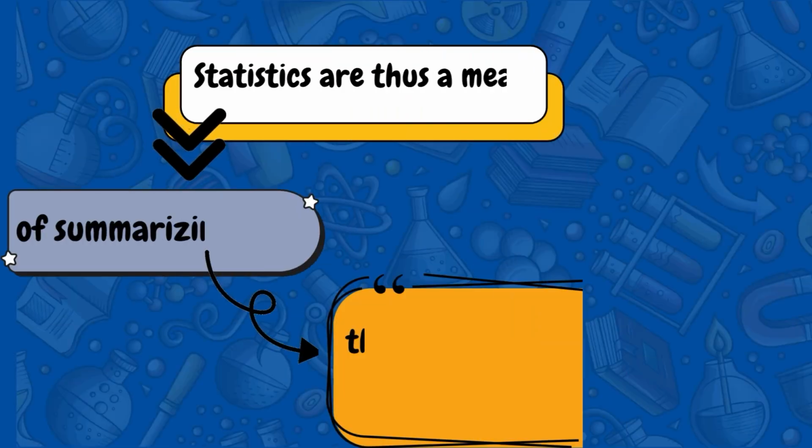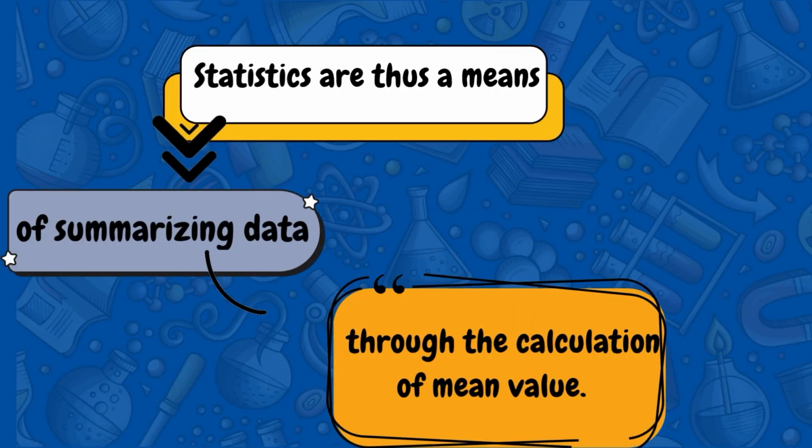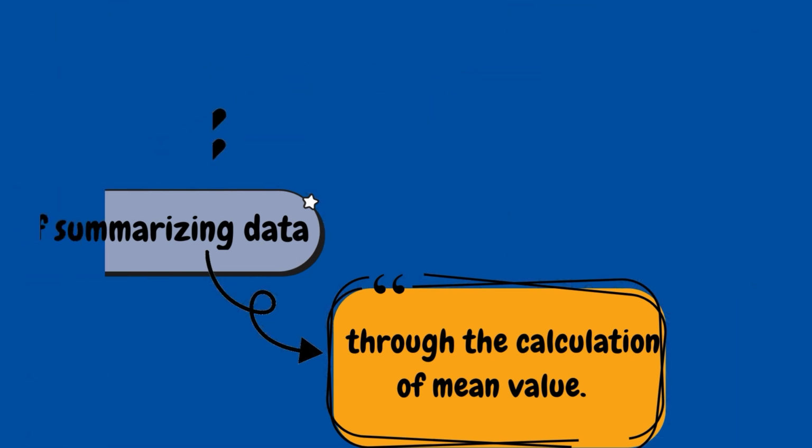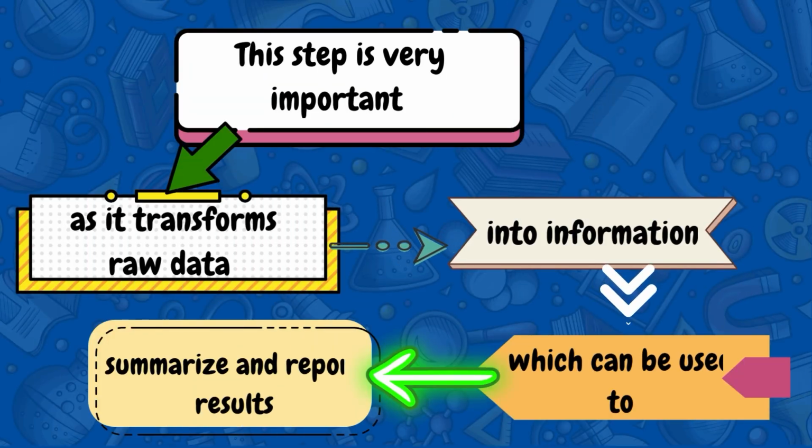Statistics are thus a means of summarizing data through the calculation of mean value. This step is very important as it transforms raw data into information which can be used to summarize and report results.